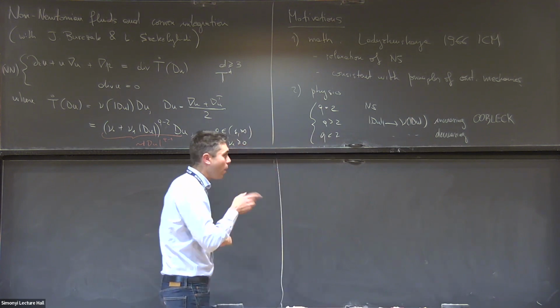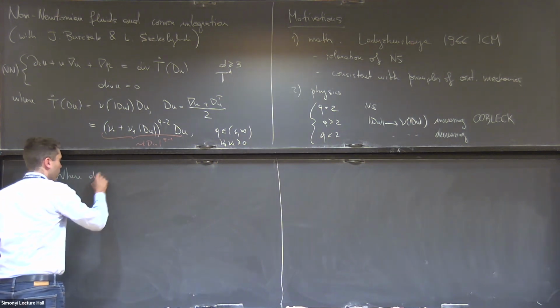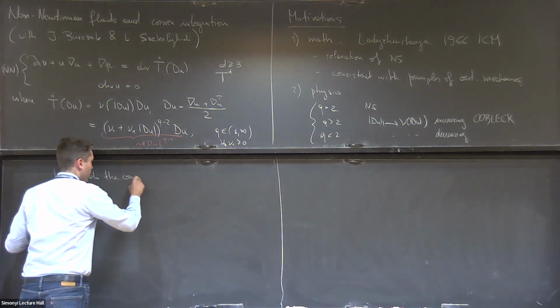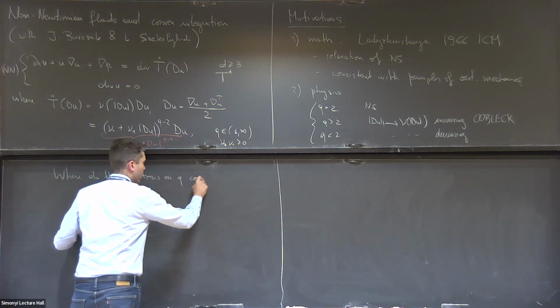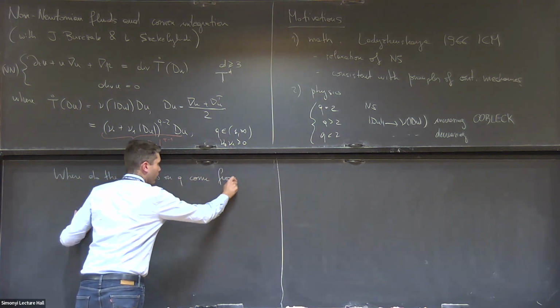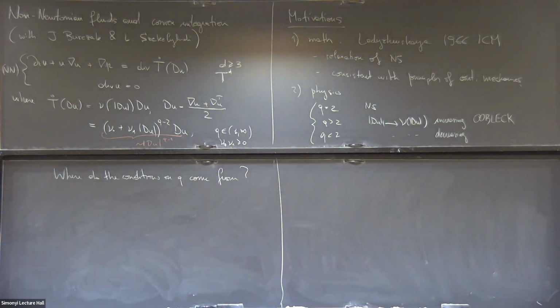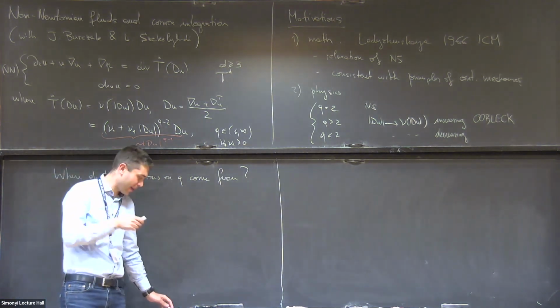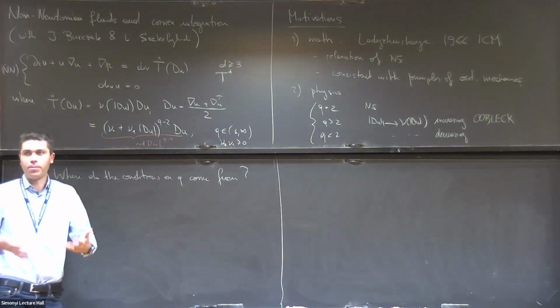Okay, so where do these exponents come from? So where do the conditions on Q come from? Okay, to answer this question, I need briefly to recall, and it was luckily done already on Monday by Ladyzhenskaya, but let me do that once again, to briefly recall how this convex integration business works.